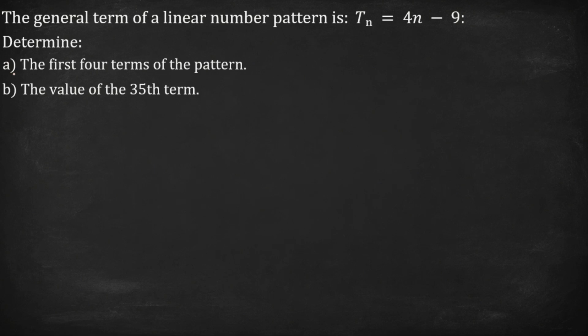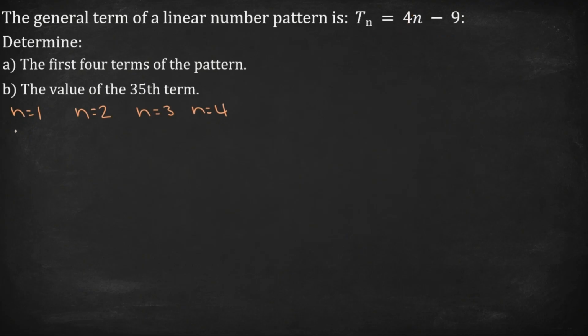So let's do part A, where we have to determine the first 4 terms of this pattern. There are 2 ways to do this. I'm going to show you the longer way first, and then we will do the shorter way. What we need to find is n equals 1, n equals 2, n equals 3, and n equals 4. We are going to use this general term that they've given us and substitute n with these values.